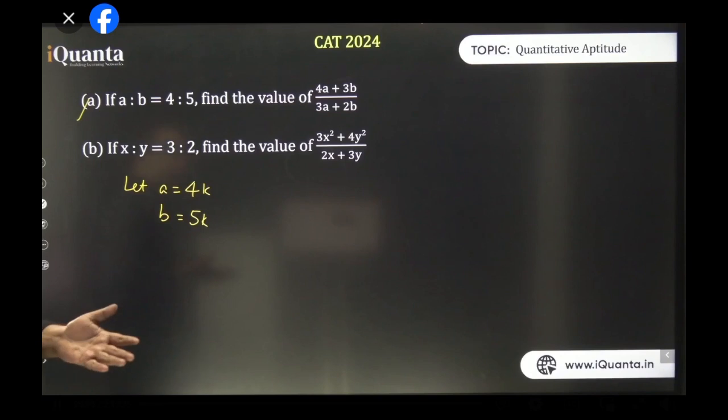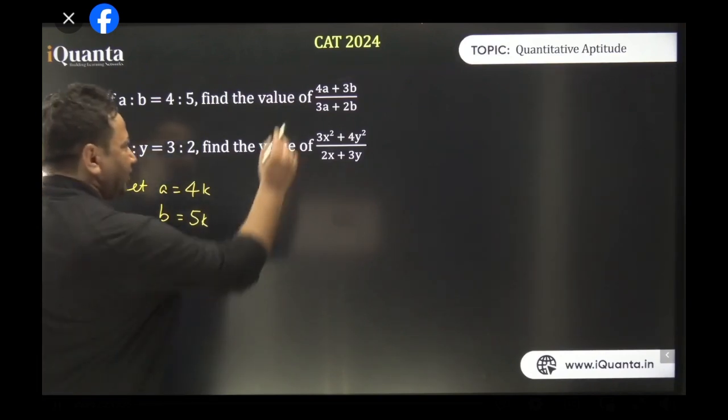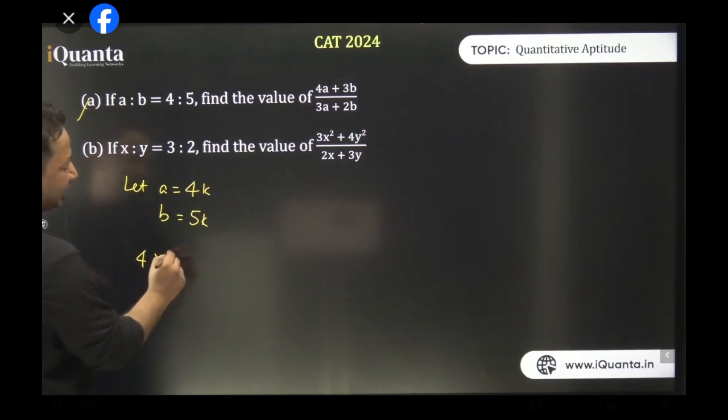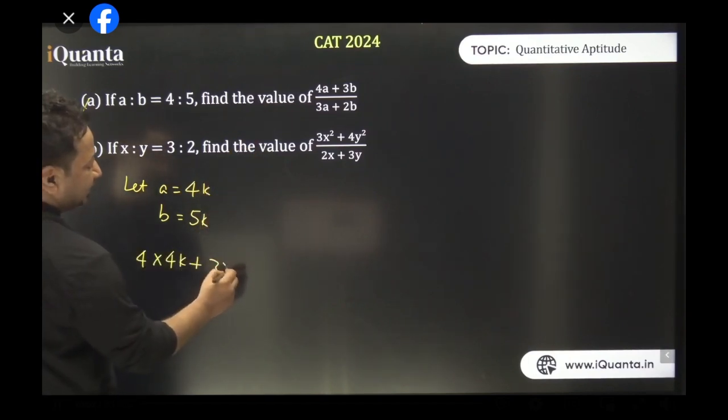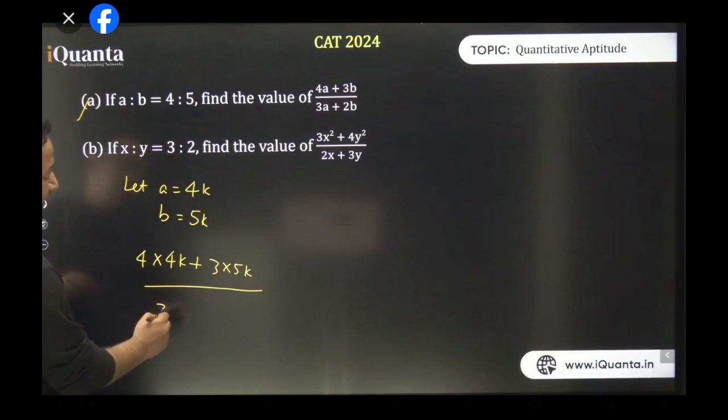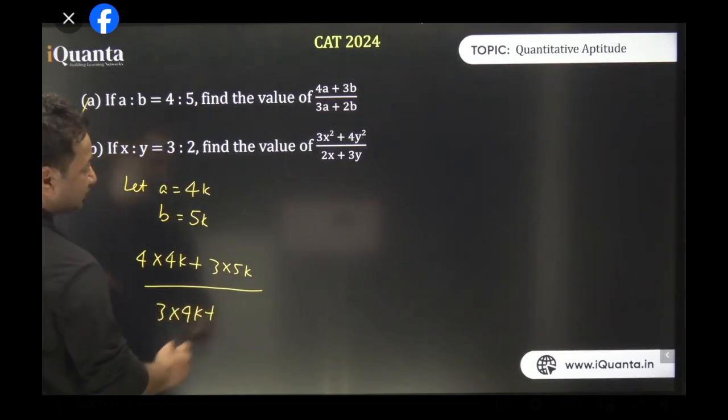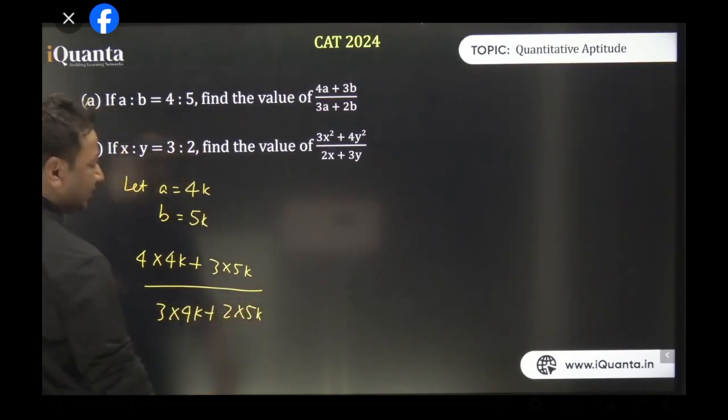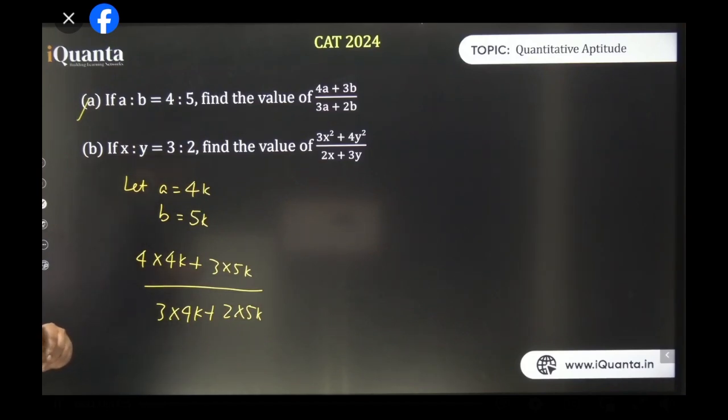K will be same. ठीक है, कौन सा multiple है? A is the kth multiple of 4 and B is the kth multiple of 5. We put it over there. So 4A is 4 into 4k plus 3 into B, that is 3 into 5k, upon 3 into 4k plus 2 into 5k. I hope this is how you guys solve it, isn't it?